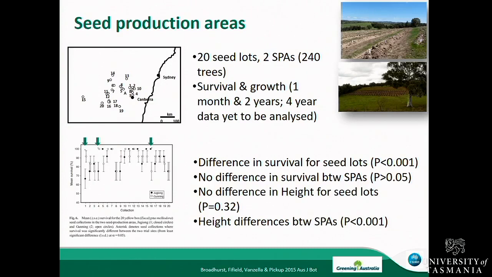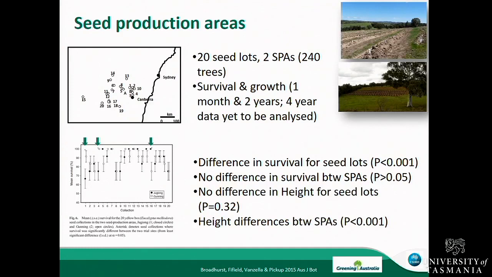So I got the seed, we grew it up, we genotyped it, and any seed that was left over we sent back to Greening Australia because it's very precious. We sent it back to them to grow on for their seed production areas. And so we planted it out. So there's 2 sites, there's 240 trees at each site. They're not trials, they're not built like provenance trials, they're particularly seed production areas.